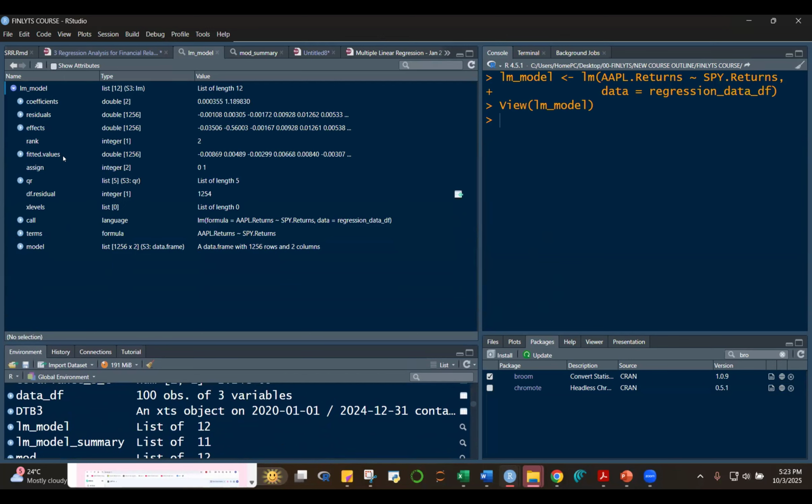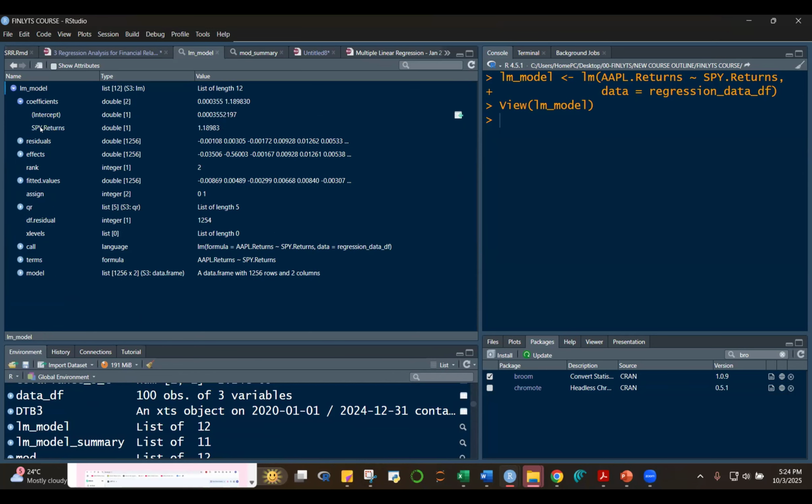So what does your list contain? It's a list of 12 elements. 1, 2, 3, 4, 5. If you count all the elements here, 12 yan. So number 1, andito yung coefficients natin. Ito, class, yung result ng regression natin, no? Yung intercept at saka yung SPY returns. Isn't it that when you create your regression, ang objective is to find out or to solve your intercept and your slope? In this case, our slope is SPY returns.